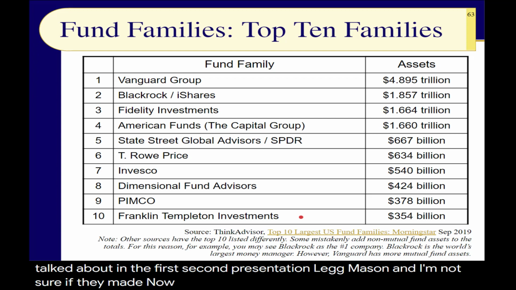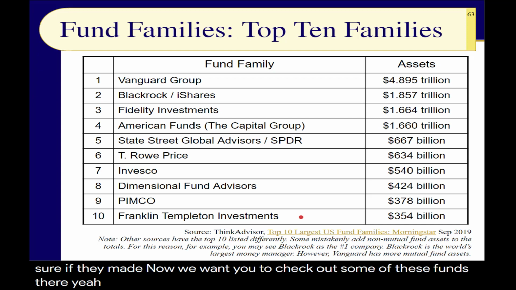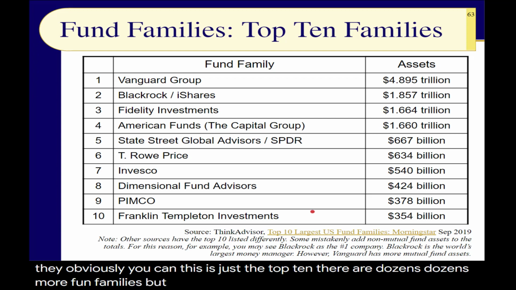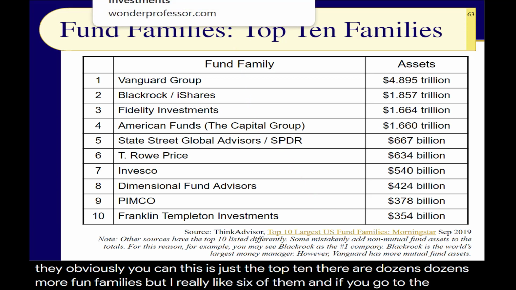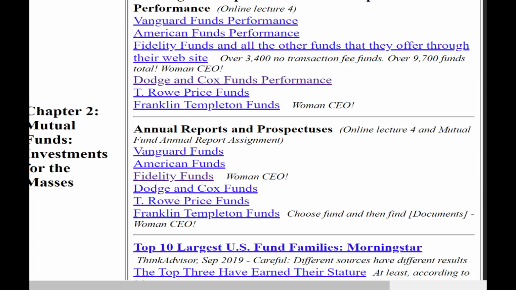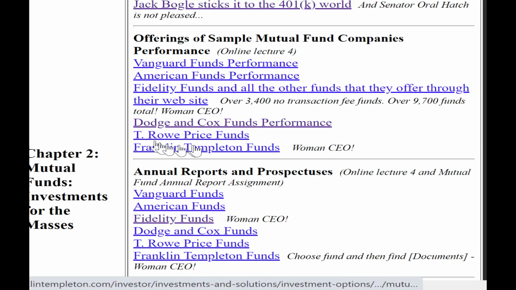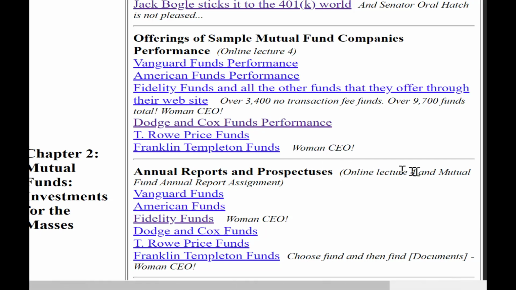Now, we want you to check out some of these funds. Obviously, this is just the top 10. There are dozens more fund families. But I really like 6 of them. If you go to the website, and it's also on Canvas, you'll see that I give you the websites for 6 of those top companies. Actually, Dodge & Cox is not one of the top 10, but it's a very good company, and I really like them. So I like all 6 of these companies. That doesn't mean you should invest with them. It just means it's a great place to start. Take a look at the offerings and their performance. Take a look at their prospectus, which we'll talk about in a few minutes.